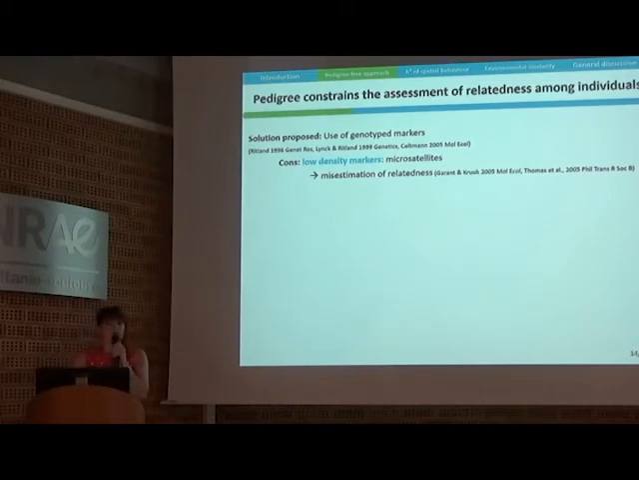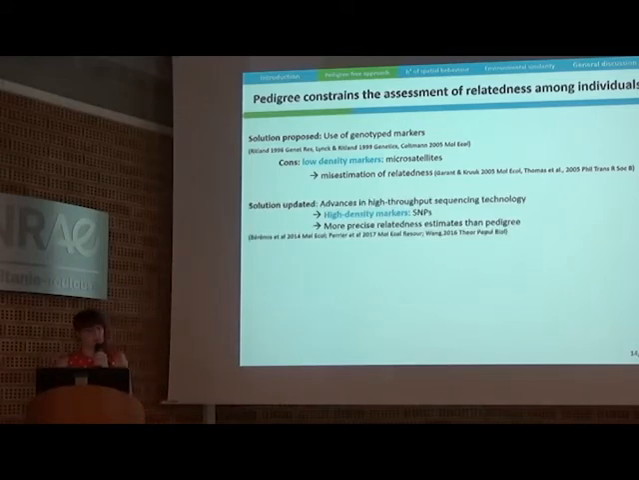A while ago, solutions were proposed, like the use of genotype markers. Yet, for the moment, only low-density markers were available, such as microsatellites, and they have been shown to misestimate the relatedness among individuals. Now, there have been advances in high-throughput sequencing technologies, and it's possible to have access to high-density markers such as SNPs, which provide a more precise relatedness estimate than pedigree.